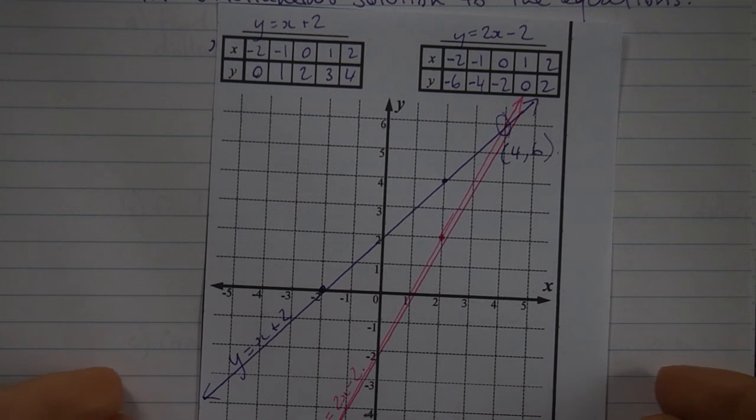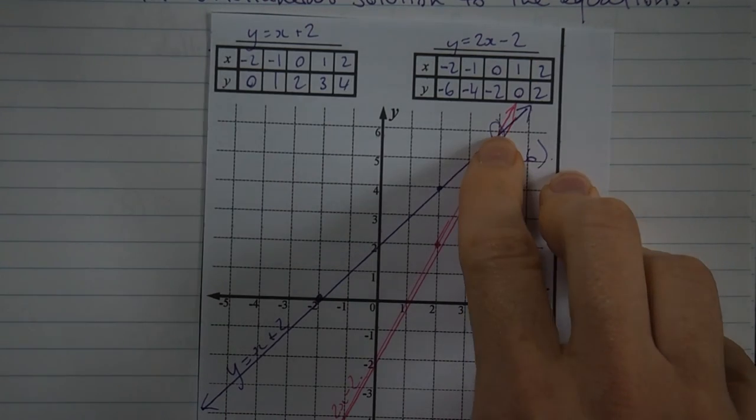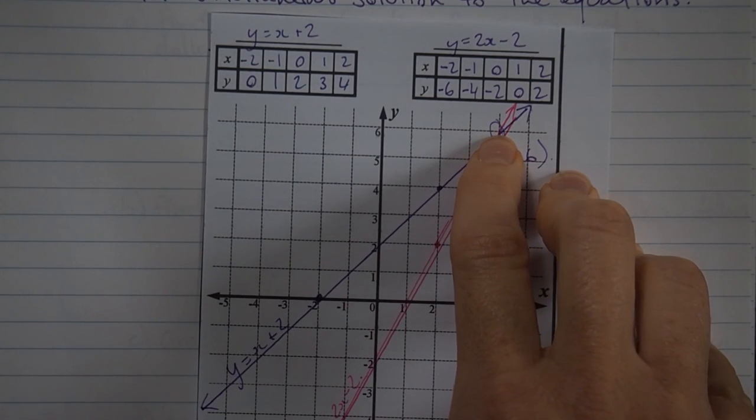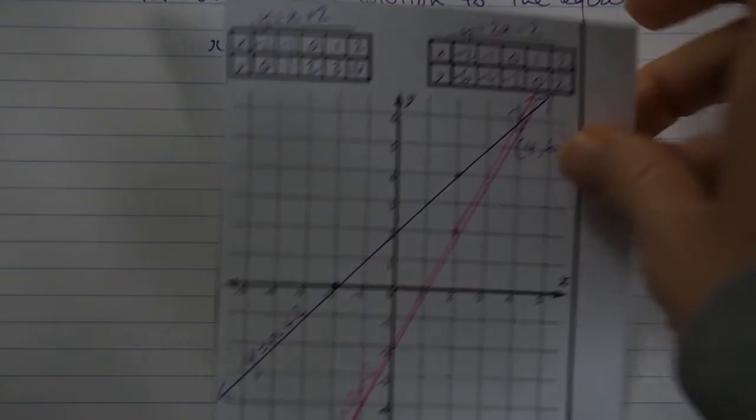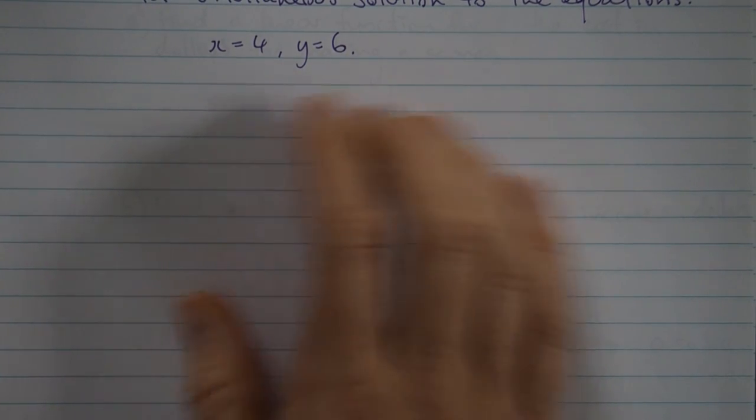Hopefully that was really helpful in terms of graphing. I just use really straightforward examples so you can see quite clearly what's going on, but it's really important to note the point where they intersect is the solution to both of those equations, and our solution looks like an x value and a y value.